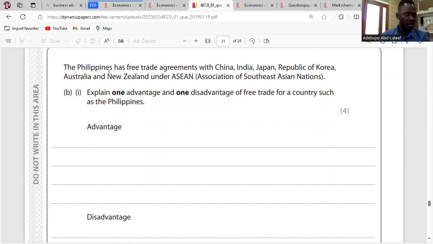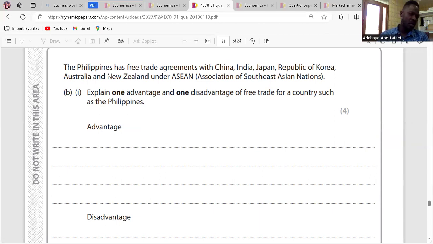First, what is free trade? Free trade involves buying and selling of goods from one country to another without restriction. That is free trade. So what is the advantage of free trade? I wrote that tariffs may no longer be on exports. With free trade, there are no tariffs. Without tariffs, exporting firms in the Philippines might be able to export their goods to whatever countries they want without any restriction. That increases their revenue. Clear?